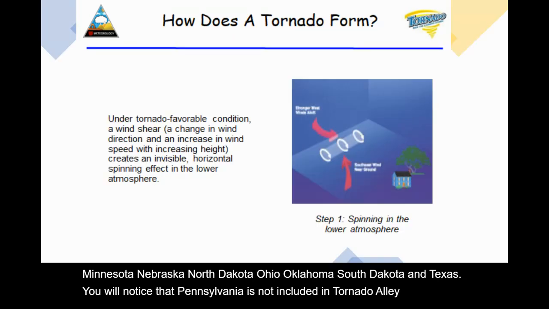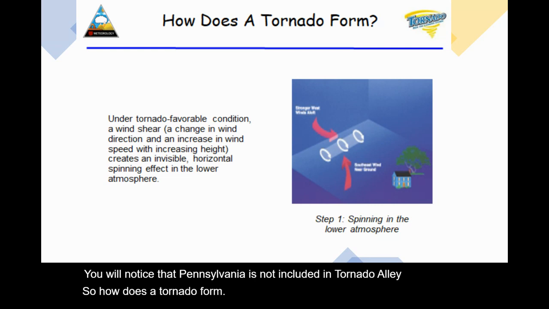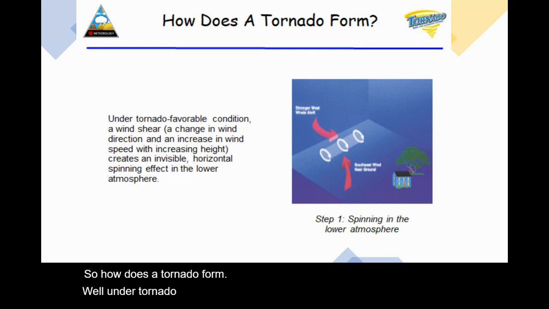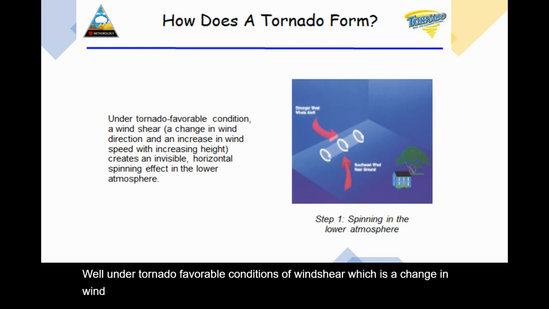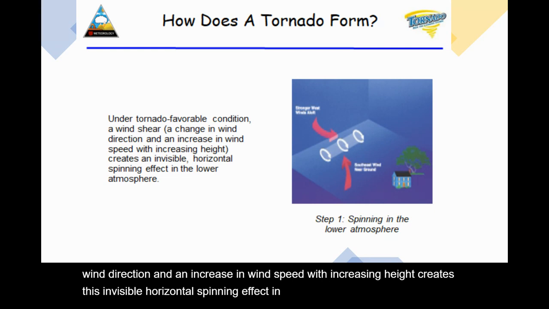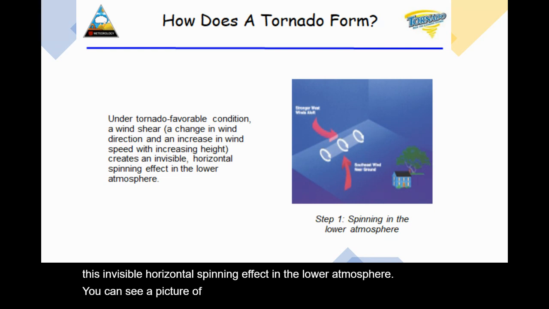So how does a tornado form? Well, under tornado favorable conditions, a wind shear, which is a change in wind direction and an increase in wind speed with increasing height, creates this invisible horizontal spinning effect in the lower atmosphere. You can see a picture of that in step 1. You have to have spinning in the atmosphere.